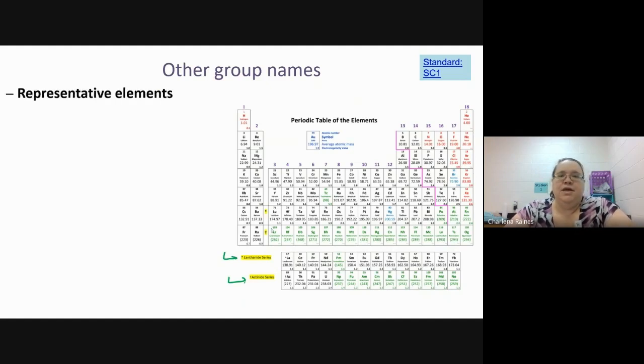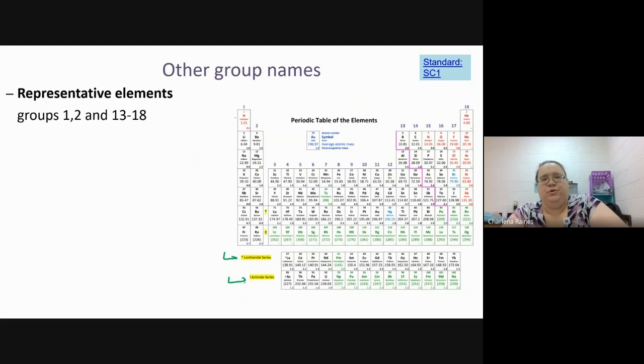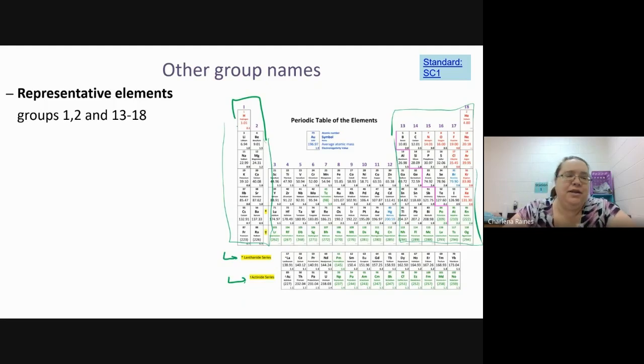series. Now, to make our life easier, we actually group groups of elements together and refer to them as one massive group. That is our representative element groups. These are the elements that represent the vast majority of the compounds on the periodic table, and they are basically your tall groups. So groups 1 and 2, and then 13 through 18. These are the things that make the vast majority of the compounds that we see out in nature.